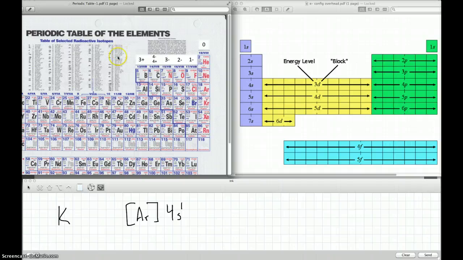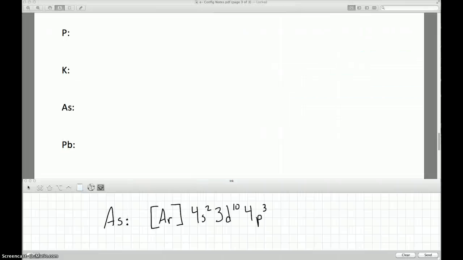I am almost out of time, so I'm going to pause it real quick, and I'm going to put the answers for the next couple examples up. If you want to pause it now, try the next couple examples, and I'll put the answers up. One second. Okay, there is the answer for As, which is arsenic. I'm going to pause it, and I will do the answer for lead, Pb.